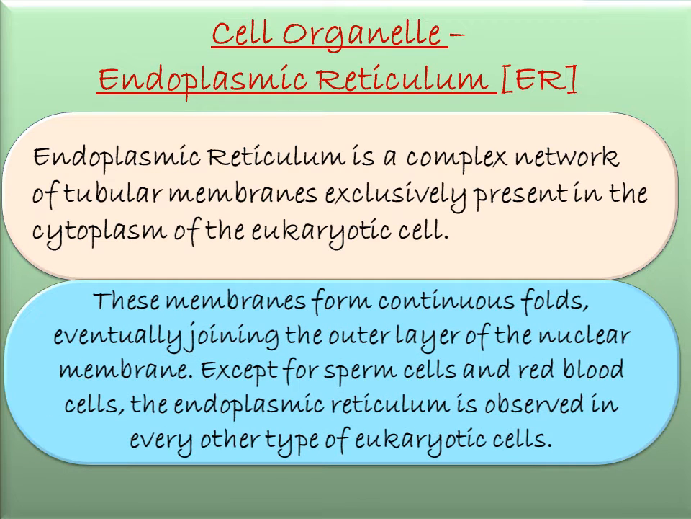these membranes form continuous folds eventually joining the outer layer of the nuclear membrane. You know where this nuclear membrane is found? Can you recall where it is? Yes, nucleus. Except for sperm cells and RBCs, the ER is observed in every other type of eukaryotic cell. Okay.